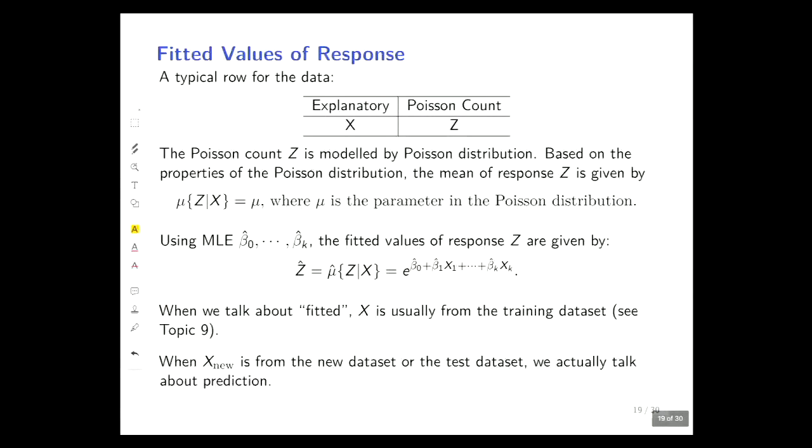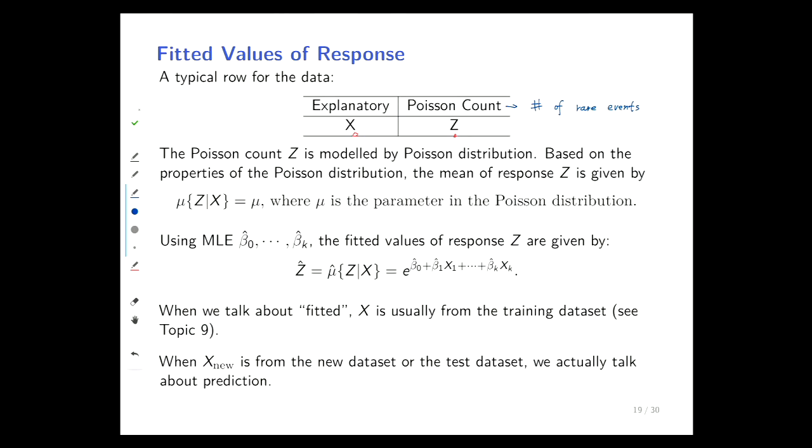Okay, and the next is just to have a look at what the fitted value is, what the prediction is by using the Poisson log linear regression model. If you still remember, for the Poisson log linear regression model, we have explanatory variables and also a Poisson count. So what's the Poisson count? The Poisson count basically is the number of real events. You can consider that as some review.